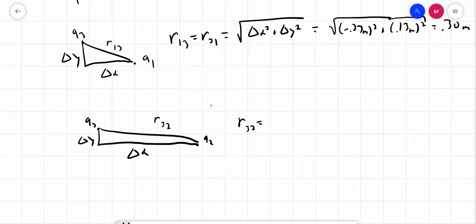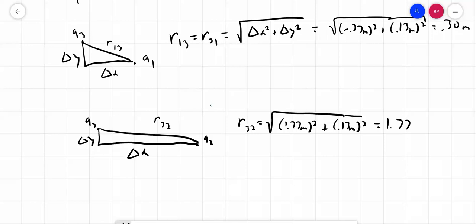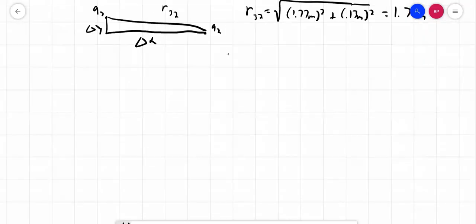So R32 is the square root of delta X squared plus delta Y squared, which in our case, 1.77 meters squared plus 0.13 meters squared. And so this is 1.77 meters. All right, so we have everything we need now to calculate the potential energy in our system.